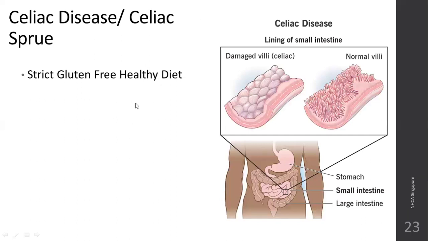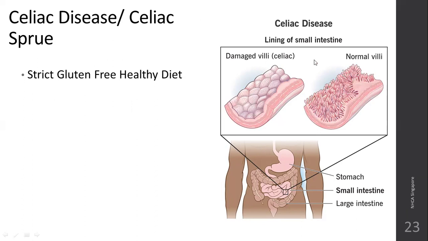Next is celiac disease. Celiac disease or celiac sprue, both are the same. This is an immune mediated destruction. The patient's own immunity will destroy its villi. You can see here in the image, these are the normal villi that you find in the small intestine. They are supposed to latch onto the food and absorb the nutrients from the food. And when the patient's own immunity is destroying this intestinal villi, you get damaged villi.